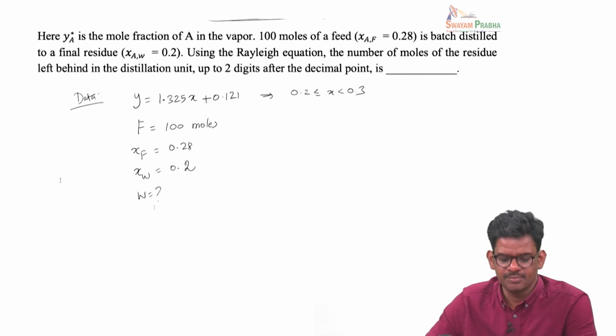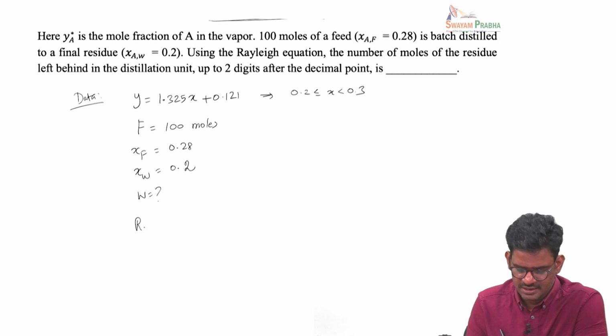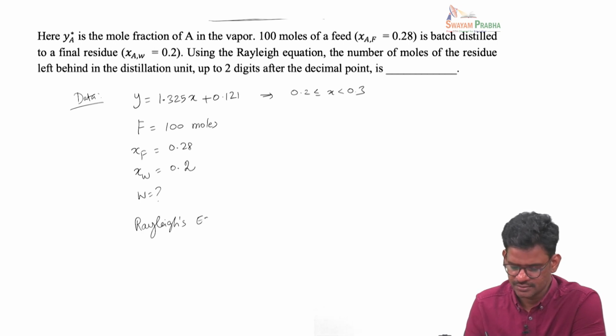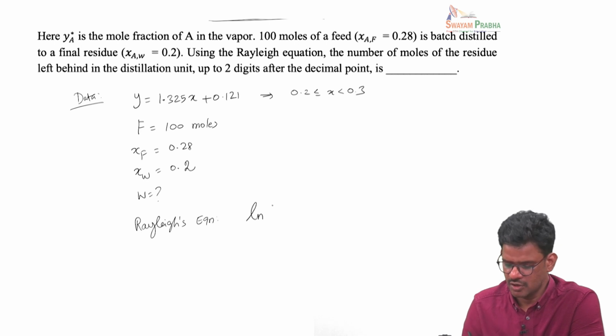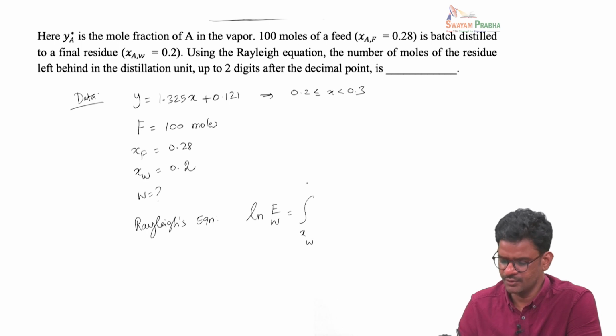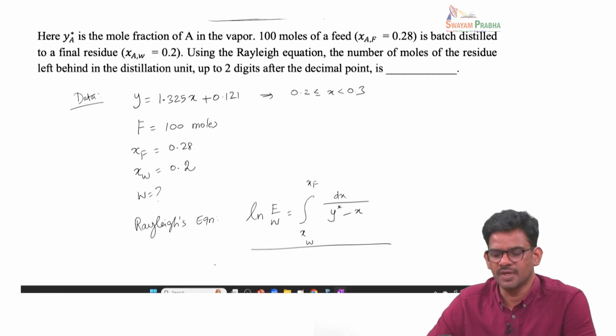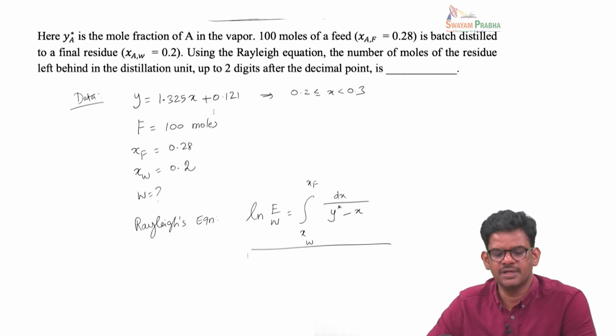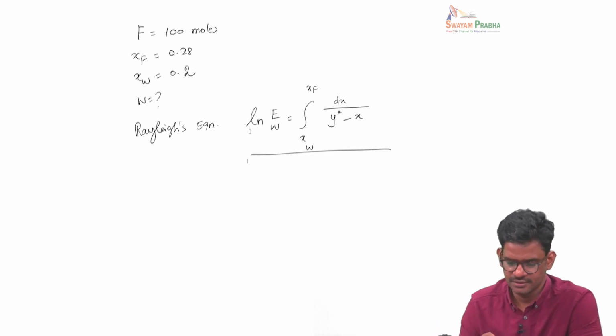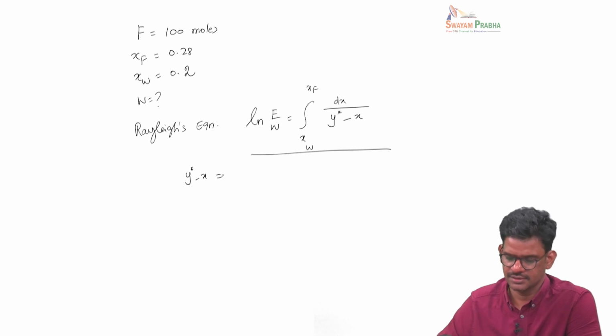So this is a direct application of Rayleigh's equation. We write the Rayleigh's equation for batch distillation, which is ln of F by W equals the integral from XW to XF of dx by y star minus x. In this equation, y star is given in terms of linear relations. So we can find y star minus x.